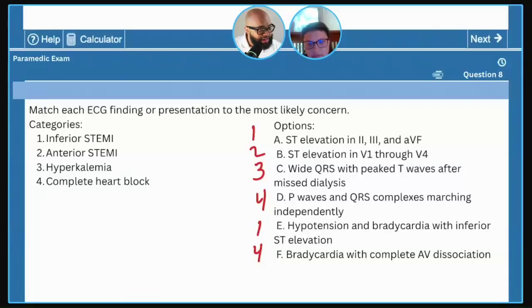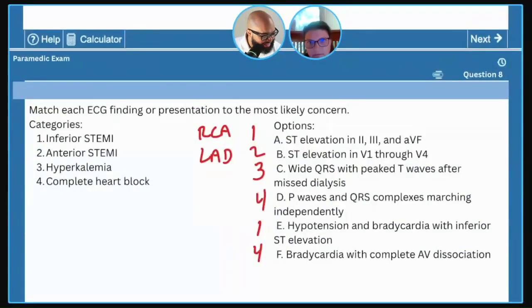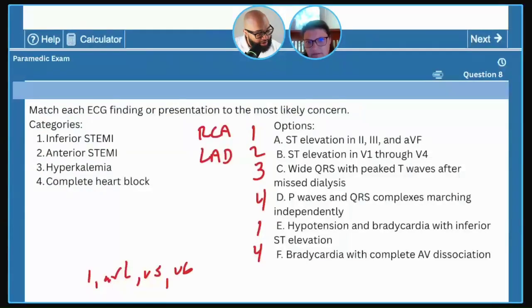Now, let's do it a different way. Let's say they tell you you have elevation in leads 2, 3, aVF. What's the blood vessel? RCA. Primarily the right coronary artery. If we have elevation in V1 through V4, what's the blood vessel? Left anterior descending. Nice. That's LAD. If we have elevation in 1, aVL, V5, V6, what's the blood vessel? Circumflex. That's going to be lateral, so that's going to be the circumflex artery. Okay. Nice.